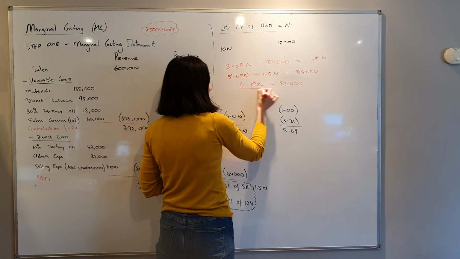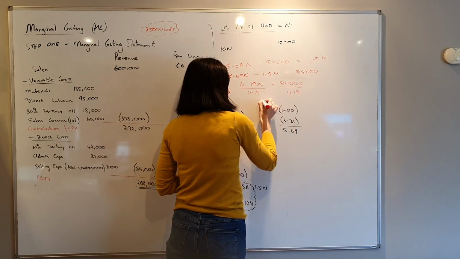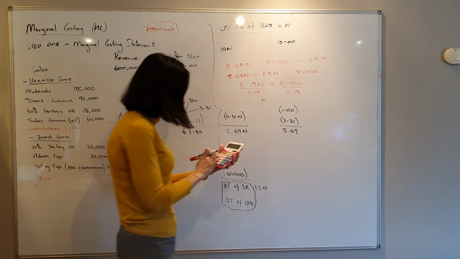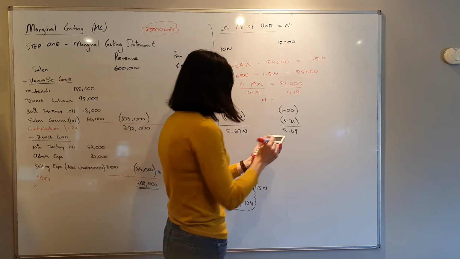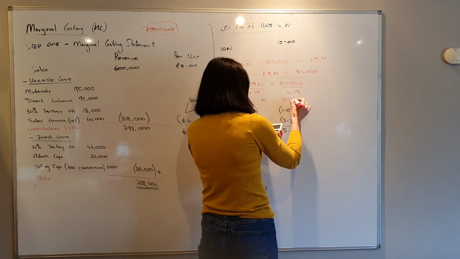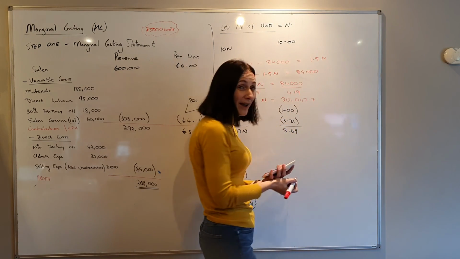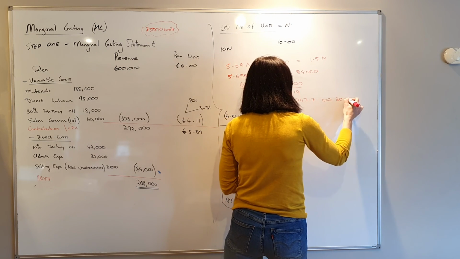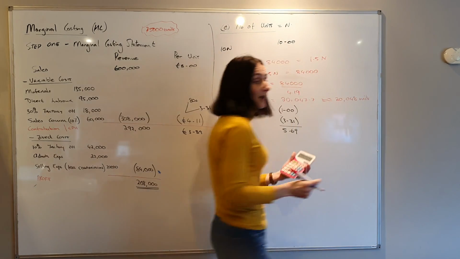Again, I want N, so I divide by 4.19. So N, the number of units, is 84,000 divided by 4.19, which is 20,047.7, but we know we can't have decimal places, so the answer is approximately 20,048 units. And that's it done.